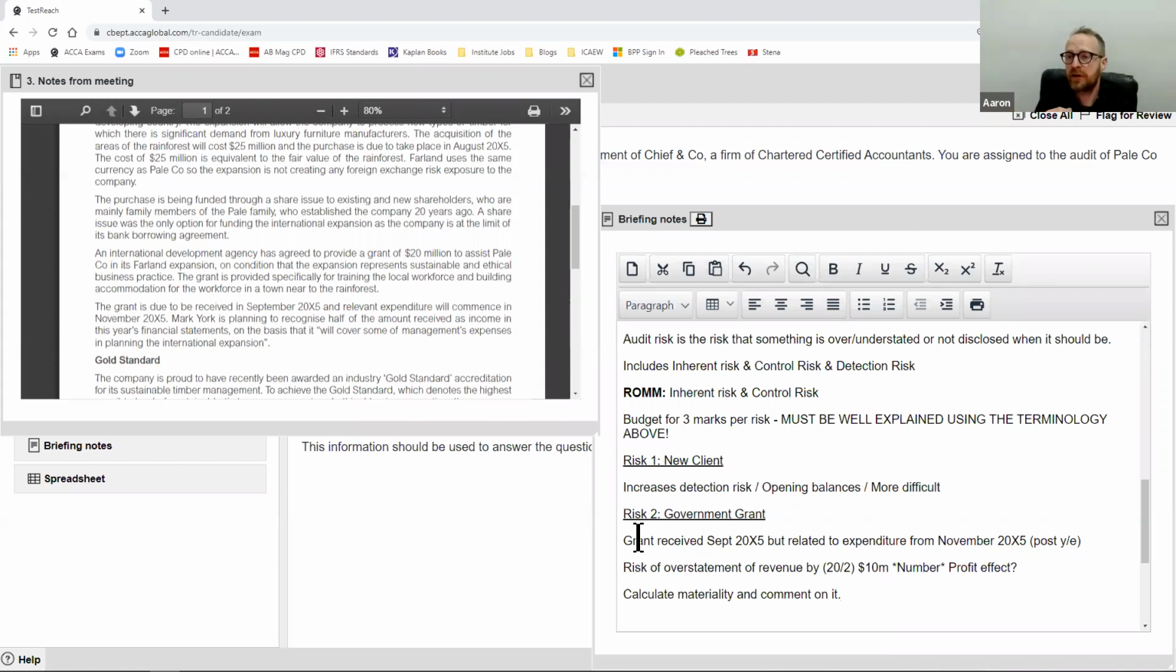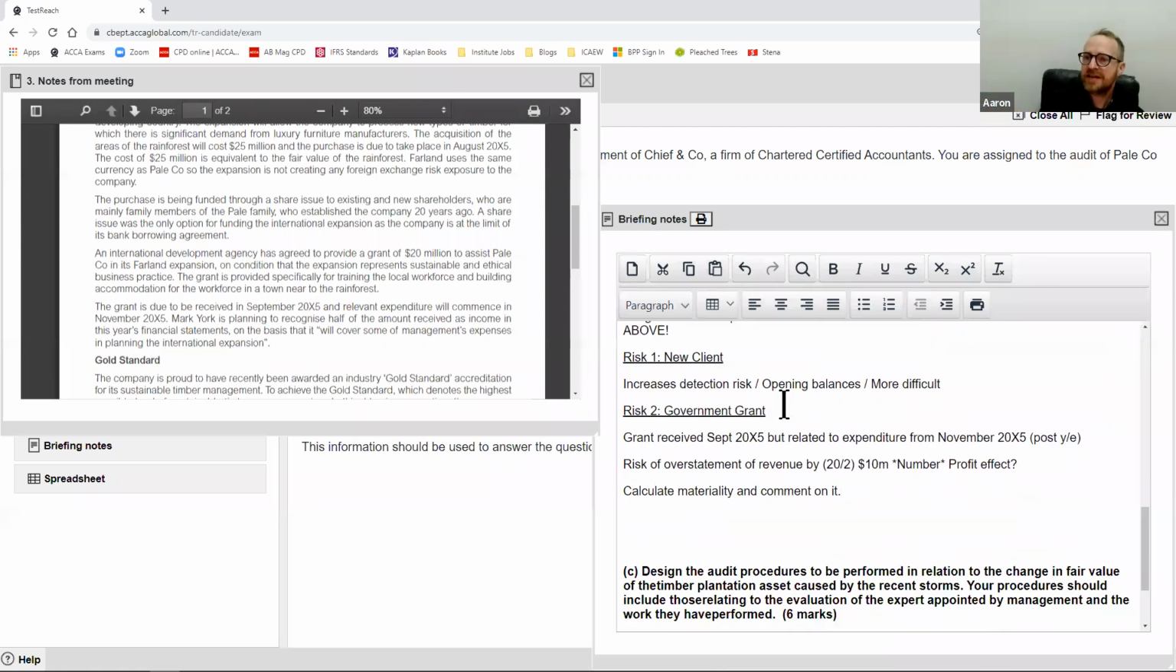Yeah, fair enough. Okay, so materiality always has to be discussed. You need to say, well, look, what's a little bit of detail that is the risk? And then what is the actual risk? There is a risk that the revenue is overstated, okay? Related to a number, what's the profit effect? Calculate materiality, comment on it. You could even say risk of understatement of provisions if you didn't think they were going to meet the criteria that was required for this government grant. But again, I'd just be writing the notes in at this point.